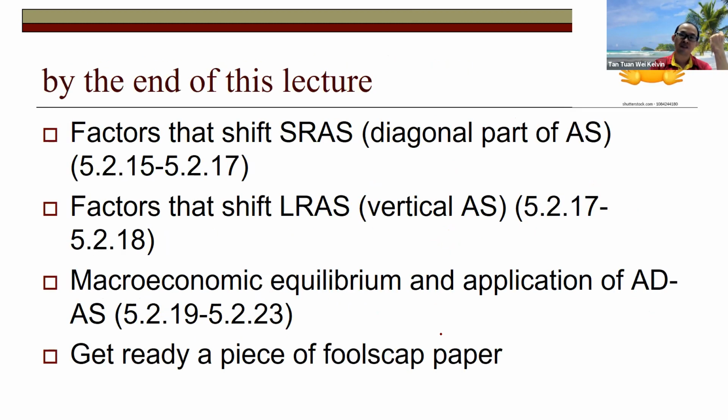After that, we will cover what are factors that shift the short-run aggregate supply. Okay, so you will learn that the short-run aggregate supply is actually the diagonal part of the AS curve. So it's found in 5.2.15 to 5.2.17. And finally, we will talk about factors that shift the vertical aggregate supply, which is the long-run aggregate supply found in page 5.2.17 to 5.2.18.